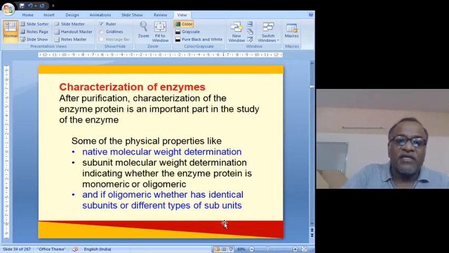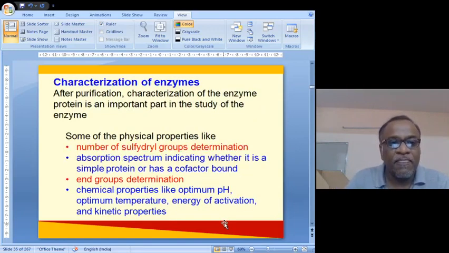Okay, now how to characterize the enzyme? Some of the important physical properties to characterize enzymes are the native molecular weight determination, then subunit molecular weight determination, indicating whether the enzyme protein is monomeric or oligomeric. If oligomeric, whether it has identical subunits or different types of subunits. So this is how you characterize the enzyme.